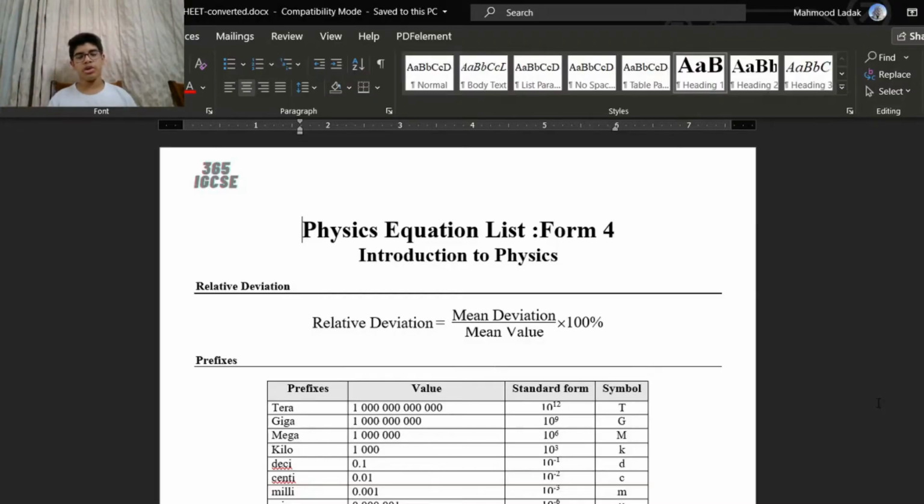What's up guys? Before we get into this whole new series of solving physics papers, let's talk about the one most important thing in the world of physics, and that is formulas.